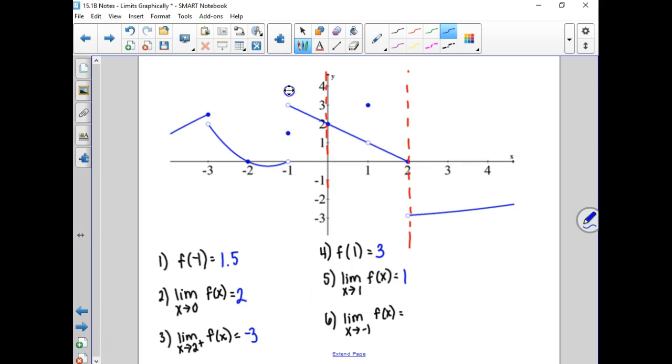What about -1? -1 is right here. What's our limit as x approaches -1? This one does not exist because from the left-hand side, we're getting closer to 0. But from the right-hand side, we've got 3. So this one would be does not exist.